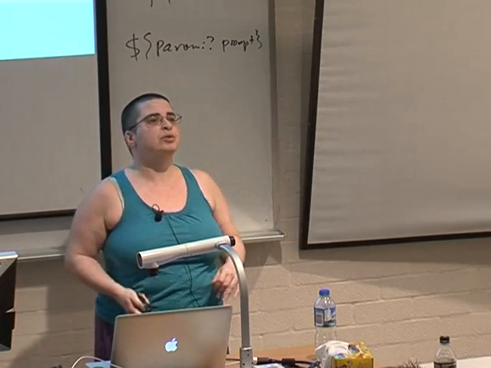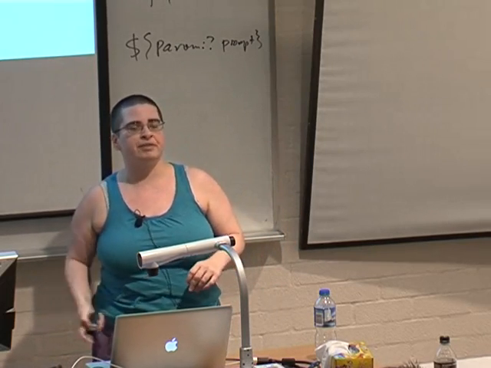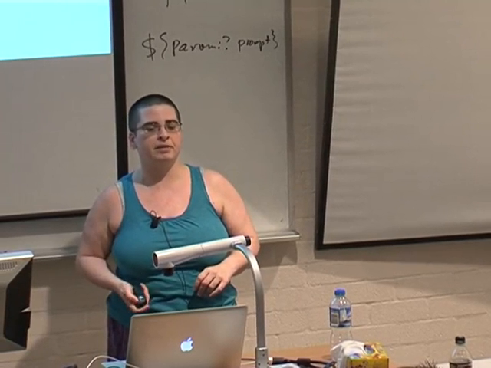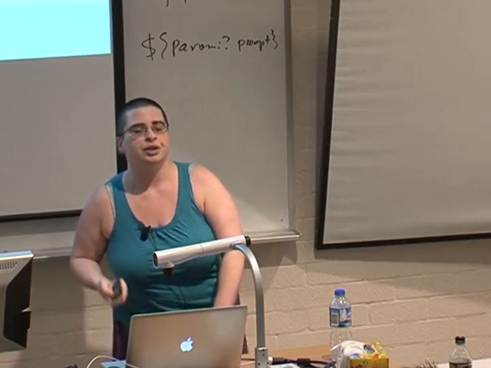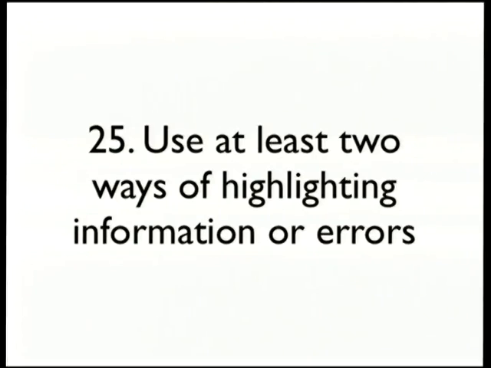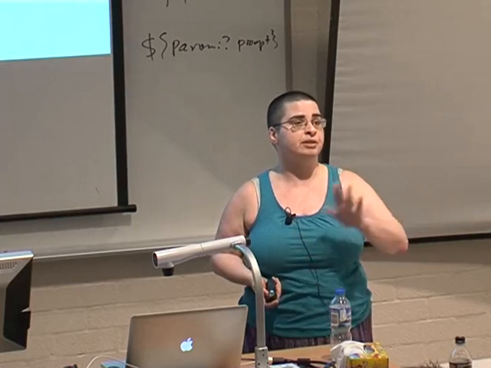Okay, so now we're going to move a little bit out of the realm of user preferences and display, et cetera, and we're going to start talking a little bit about some more cognitive accessibility stuff. Use at least two ways of highlighting information that you're providing to the user when there's an error, or even when you want them to compare two things that are different.